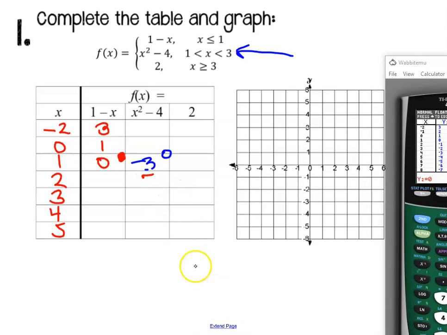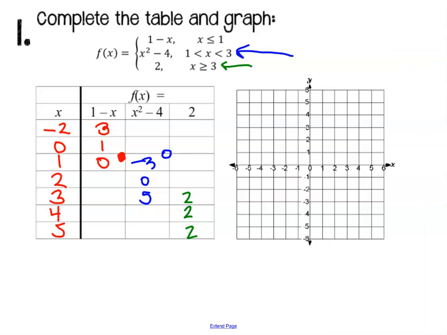Oops, sorry. I wanted to keep the color the same. 2 comes out as a 0, 3 comes out as a 5, but 3 can also be an input for my third function. And my third function says it always comes out as a 2, no matter what. Now I'm not going to look at the graph on my graphing calculator because my graphing calculator is going to show me the entire function, not just the pieces I'm interested in graphing.